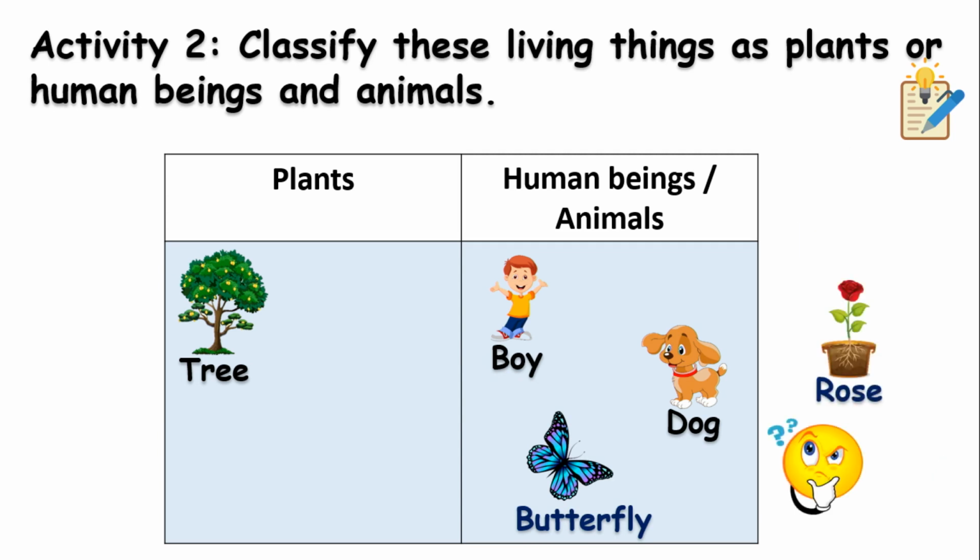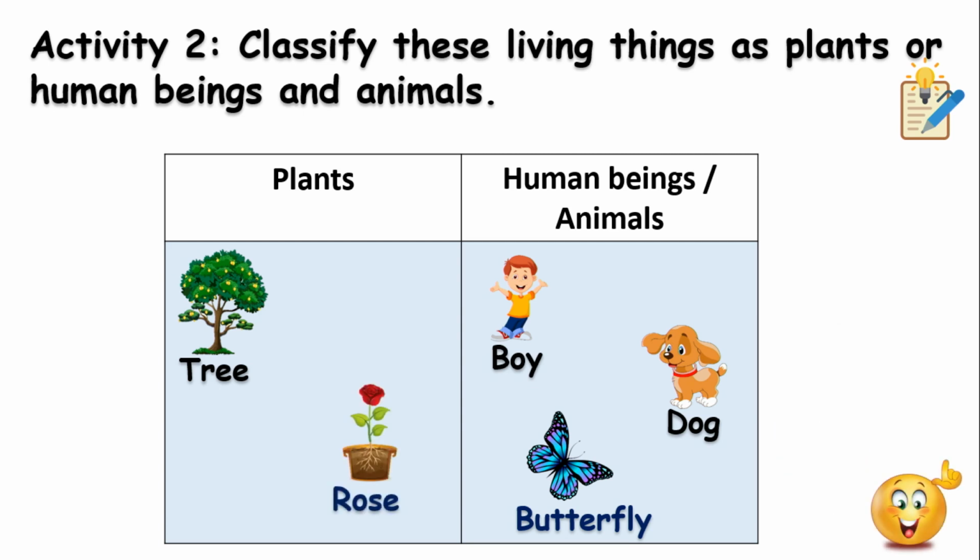Finally, in which category would you place the rose? Correct. The rose is a plant. So, in this activity, we have classified living things into 2 categories, that is, plants or human beings and animals.